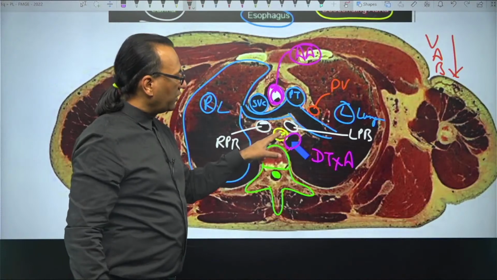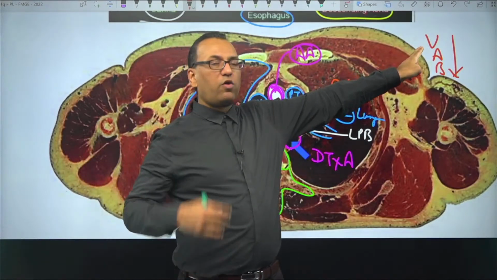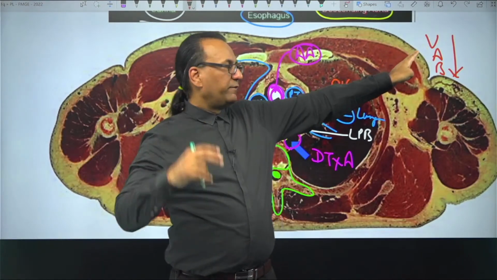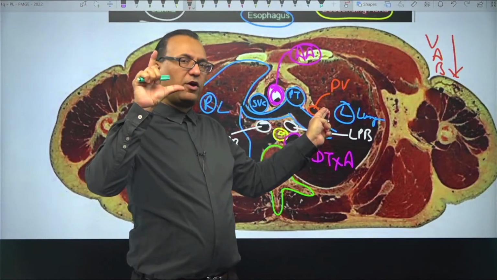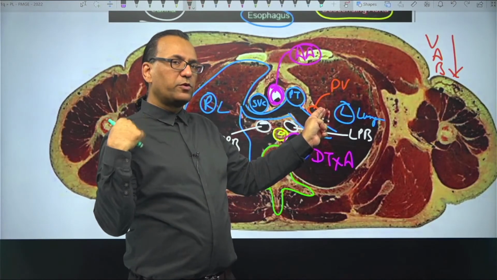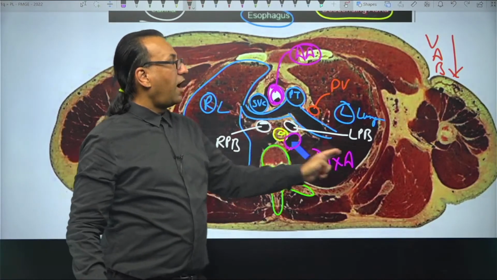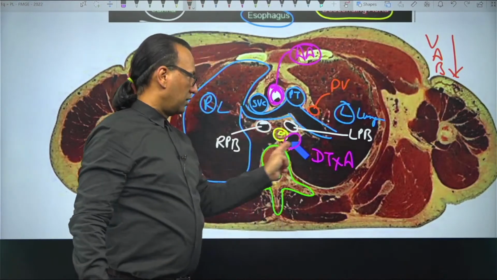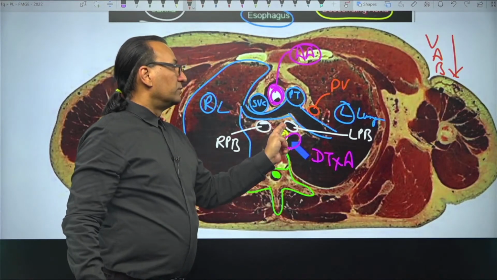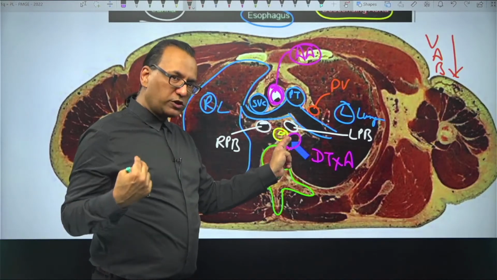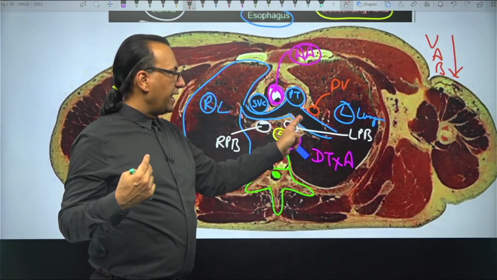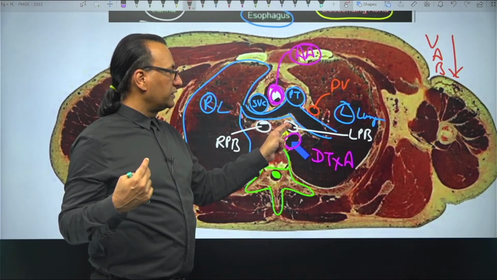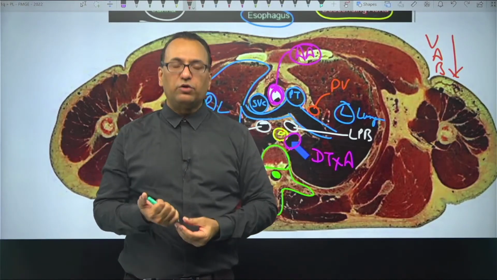Now you can imagine why the vein is more superficial, because it has a thin wall, it may be collapsed if you keep it more posterior. And what is in the middle? The artery. It has a thick wall. Which one has the thickest wall? The bronchus. Bronchus has the thickest wall, so it is kept most posterior. VAB, anterior to posterior. This is also coming as a question.